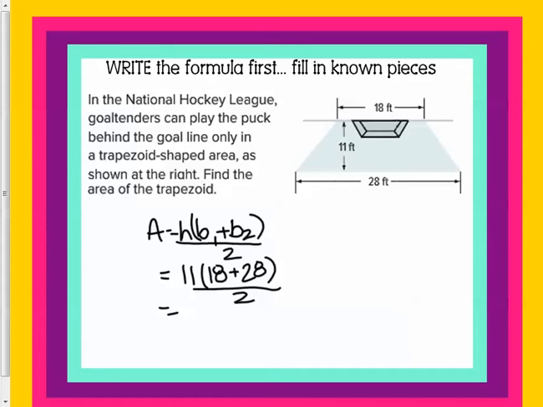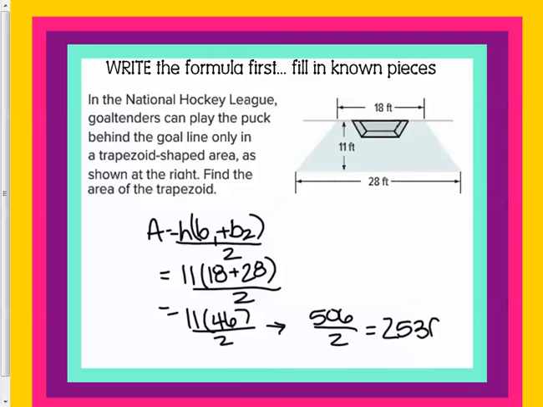Okay, hopefully you tried this one on your own first. If you didn't, this is your opportunity to be honest. Okay, so 11 times 46 is going to be my first step because I added the 18 and the 28. So I get 506 on top, cut that in half, and I get 253 feet squared as my final answer.